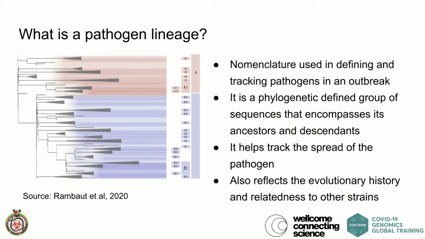For example, if you have the A1.1 causing an outbreak in the locality, we can then track the spread of this lineage by identifying what mutations are present in that group of viruses, and then also give it a name that helps us understand the evolutionary relationship, or how it evolved to that position. And that's how we define lineages.